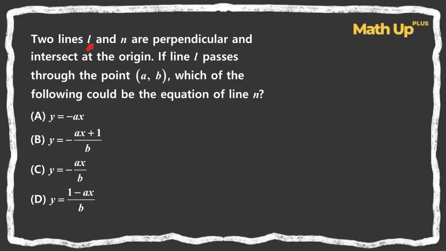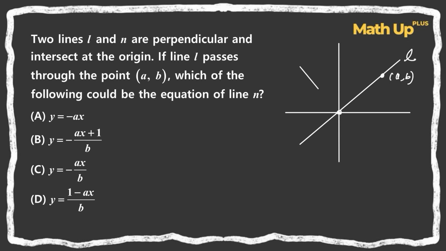Two lines L and N are perpendicular and intersect at the origin. If line L passes through the point (a, b), which of the following could be the equation of line N? If we draw these two lines roughly, let's say this is line L that passes through the origin and (a, b). This could be line N.